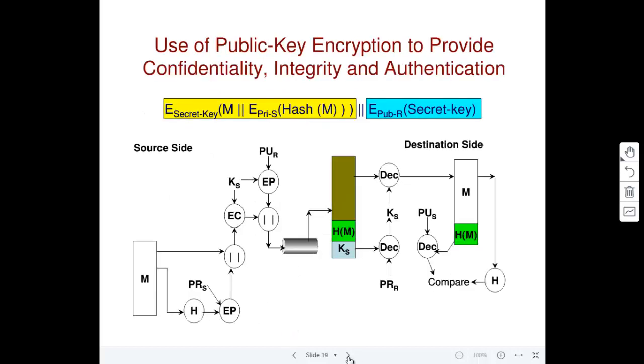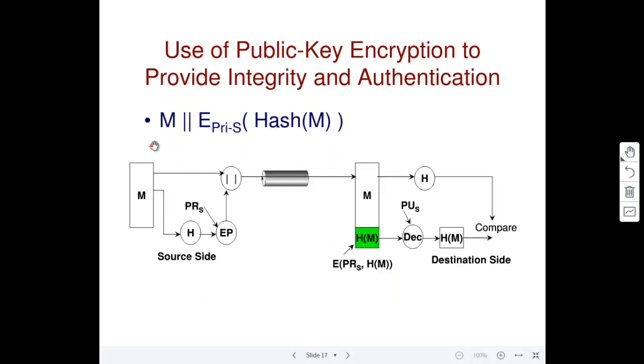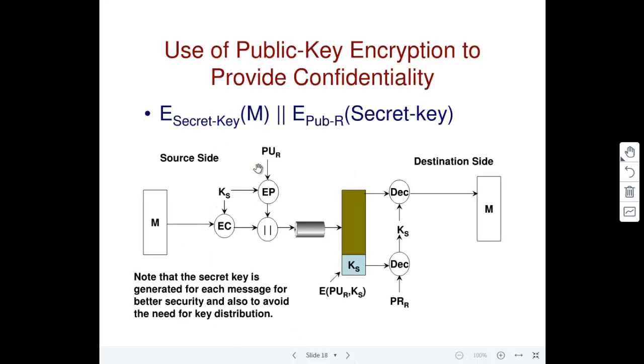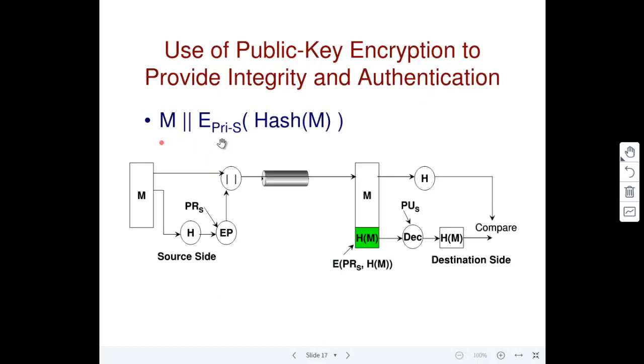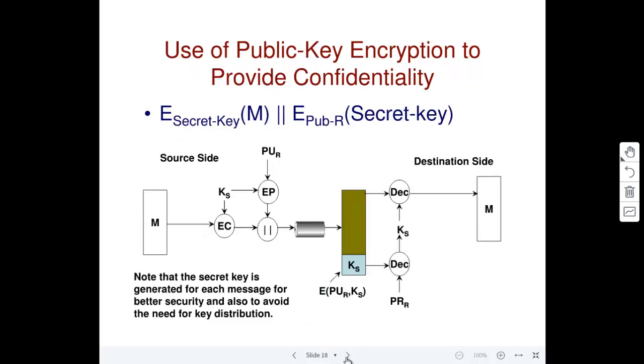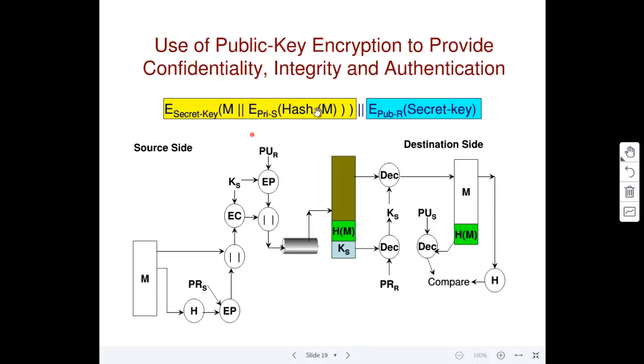So if you want all the three together, the idea is to combine what we have seen so far. So to provide integrity and authentication, we typically encrypt the hash value of the message with a key that is known only to the sender. In this case, use the private key of the sender. So to provide confidentiality, we encrypt the simple message with the secret key that is generated specifically for the message. So instead of the message, we can put here the message along with its encrypted hash value and encrypt the whole thing with a secret key generated for that specific communication.